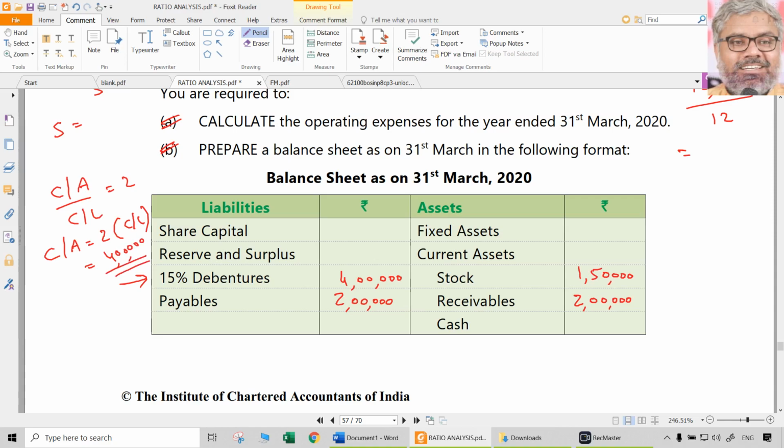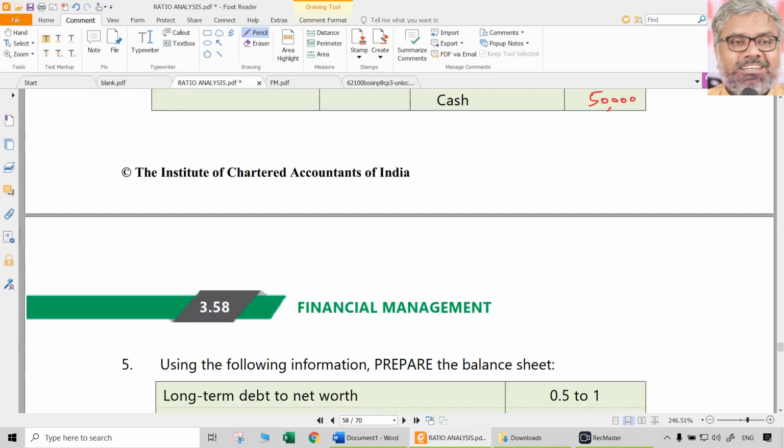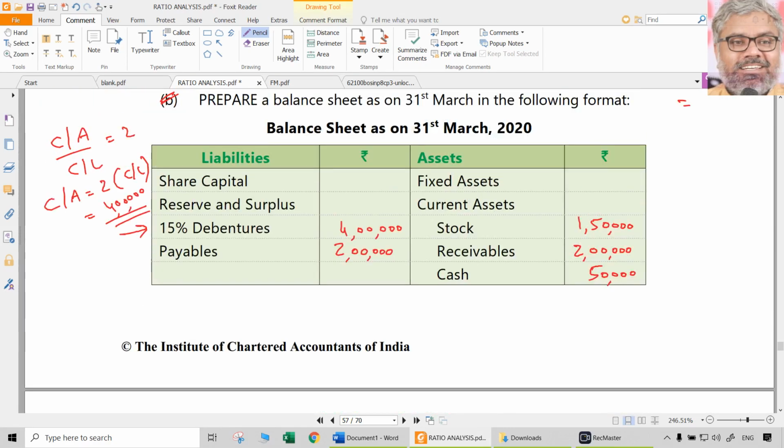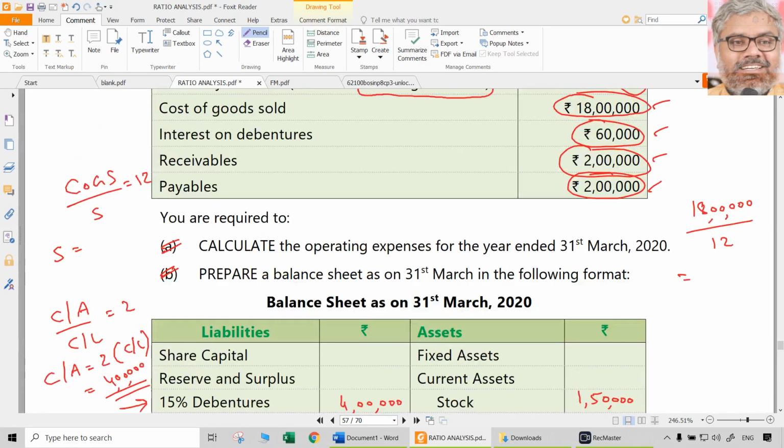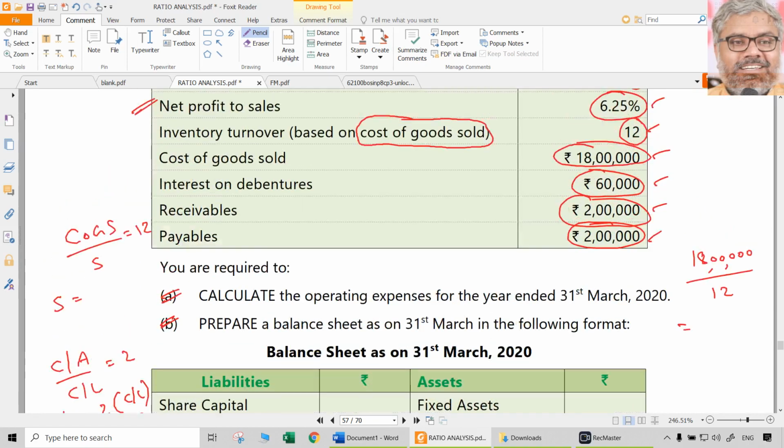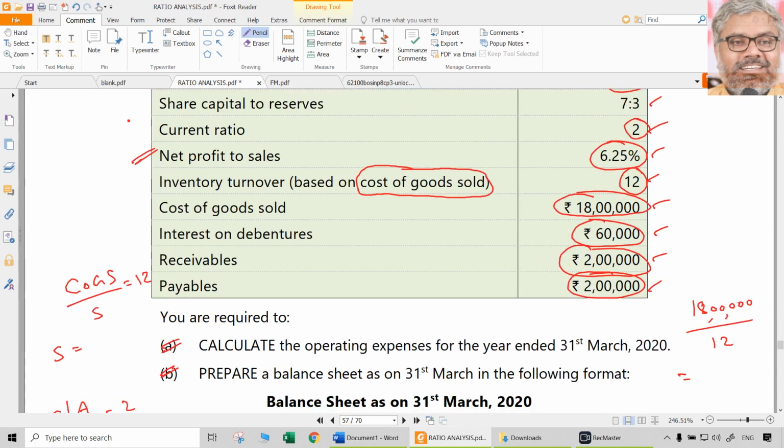In that, we know 2 already. Stock 1,50,000, receivables 2 lakhs. Naturally, what will be the balancing figure of current assets? 4 lakhs minus 3,50,000. So cash is how much now? That is 50,000. That is also known. So current assets total is 4 lakhs and stock 150, receivables 2 lakhs. These are all the things that we know already. Now what else is required?